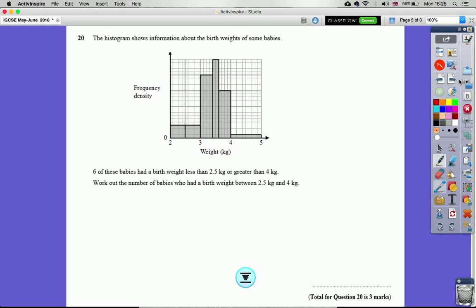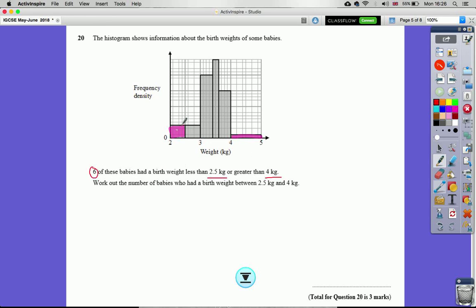Histograms. Now in a histogram, we know the area of each of the bars represents the frequency. So I am going to find the area of these two bars. The reason I have chosen these two bars is the question is telling you that 6 of these babies have a birth weight less than 2.5 kilograms or greater than 4 kilograms. So this rectangle and this rectangle represent 6 children.